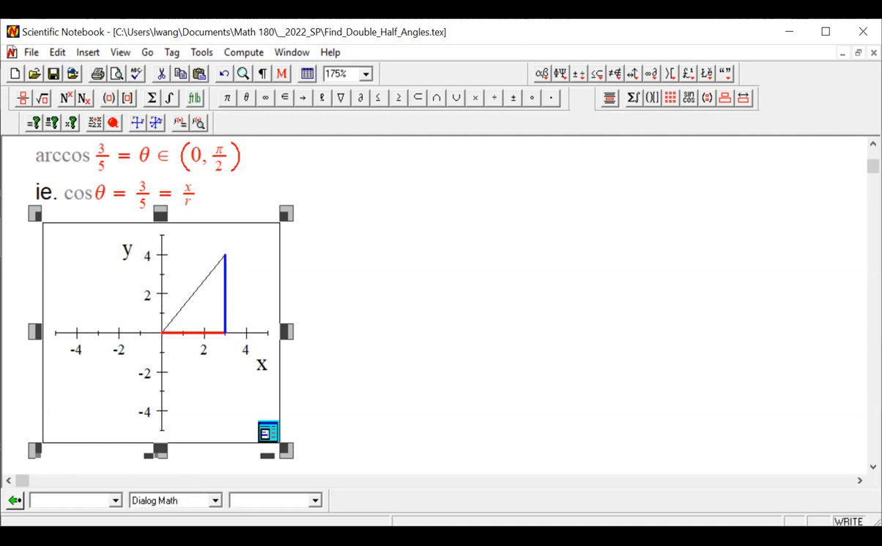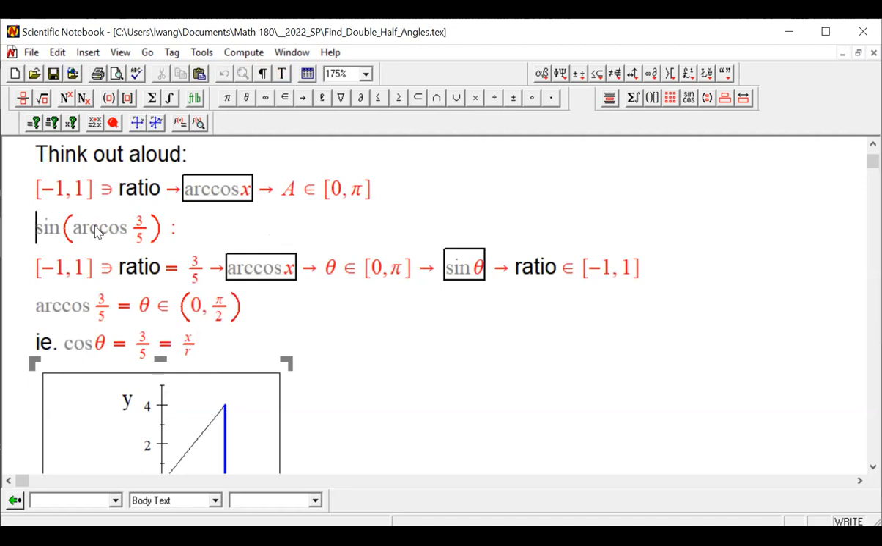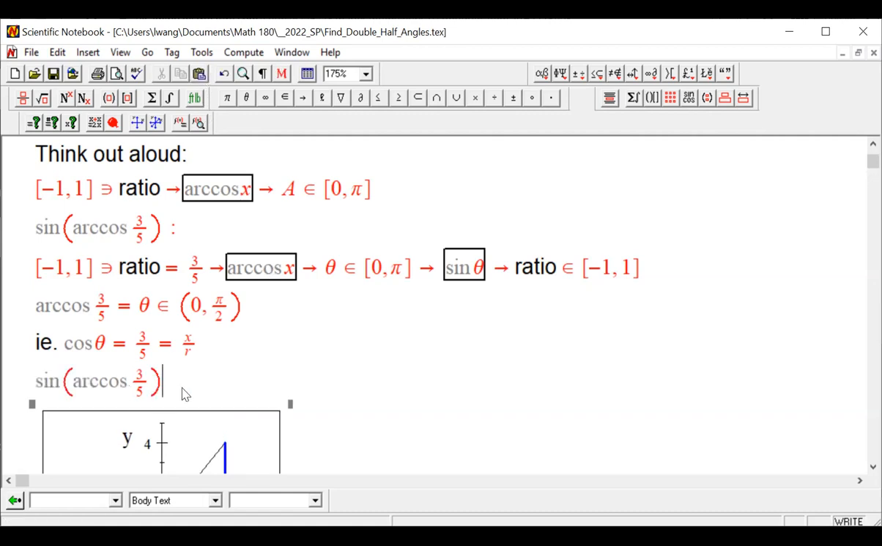They're all in the first quadrant. So this is pretty straightforward, right? It's a pretty straightforward case. So 3, 4, 5. From what we are given, then we got these. And what do we need to find? Sine theta. What we are looking for is sine of arc cosine 3/5.